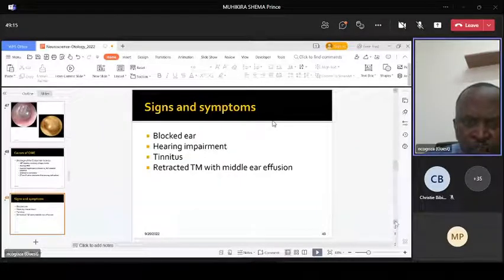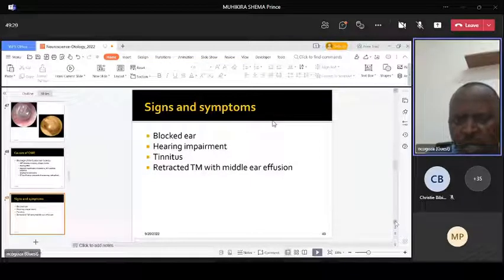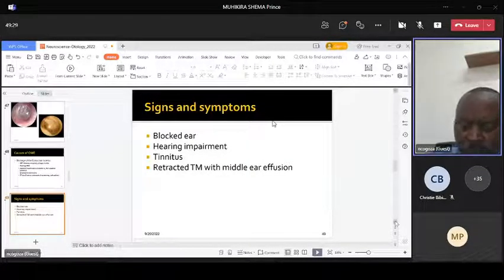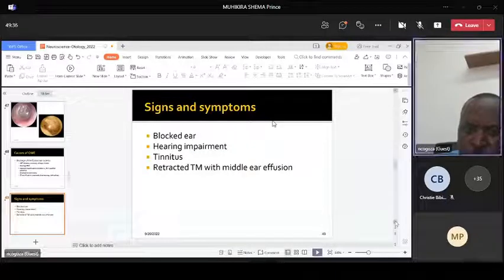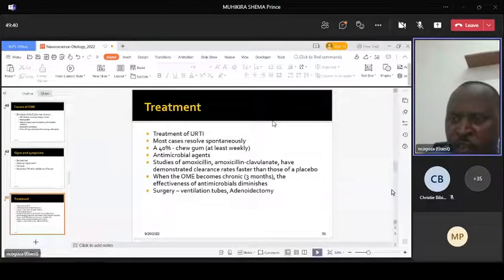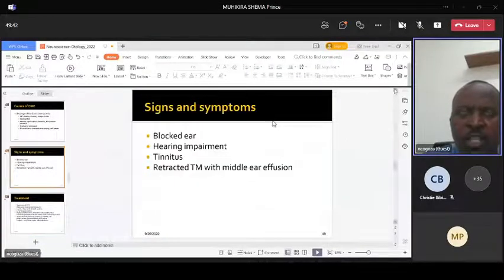So the symptoms, of course, are what I talked about: blocked ear, hearing impairment, some sound in the ear. And when you look at the tympanic membrane, you will see air effusion behind the tympanic membrane, but there is no redness, there is no bulging. So this is what is different from acute otitis media. So the treatment, you understand, there is normally no antibiotic. There are no painkillers because there is no infection.